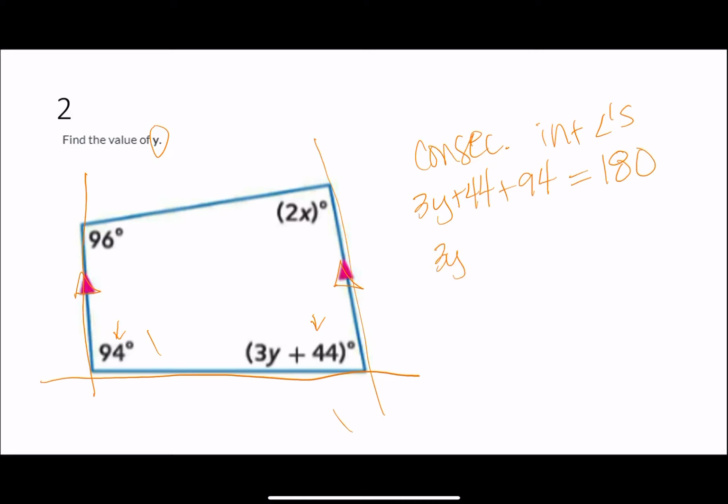I know, you're kicking yourself in the booty a little bit. It's okay. So 138 equals 180. And then you subtract 138 from both sides. You get 42. Divide both sides by 3. And you get y is equal to 14. All right. Let's go to the next one.